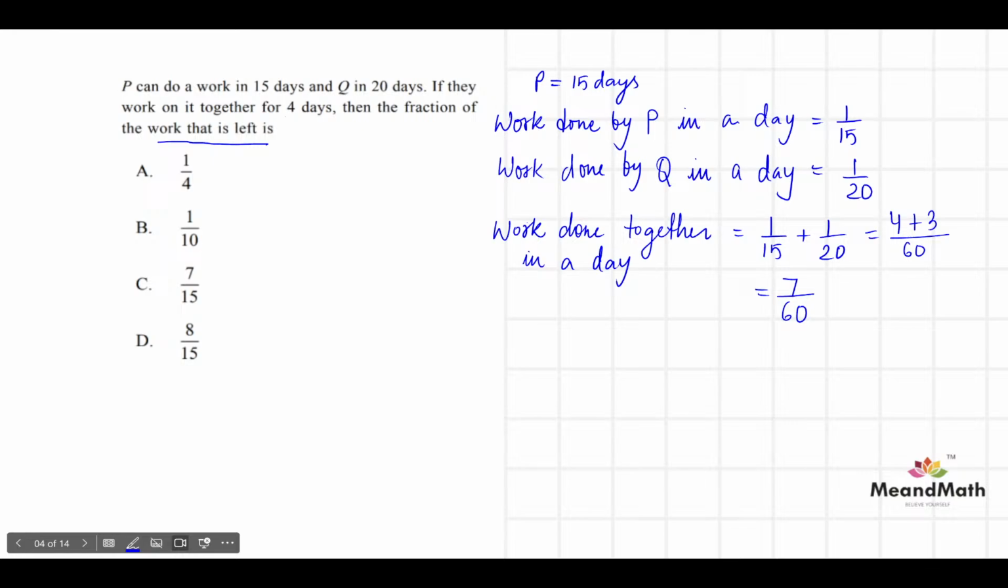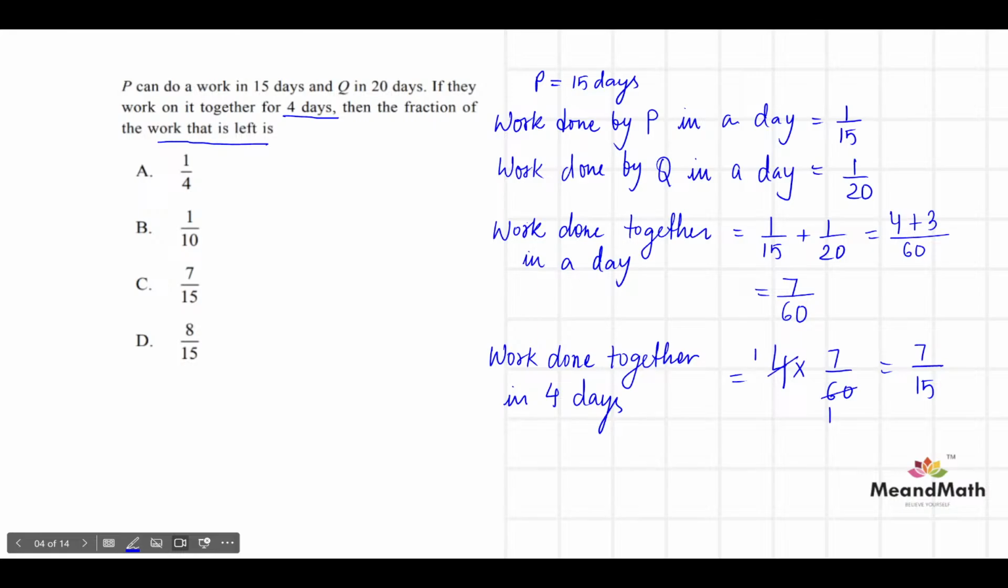But they are working together for 4 days. So work done together in 4 days. What that would be? It would be 4 times of what they are doing in a single day. 4 times 7 over 60. That gives you 7 over 15, because we can simplify, no? So 7 over 15, this is what we have got. This is what the work is done in 4 days.